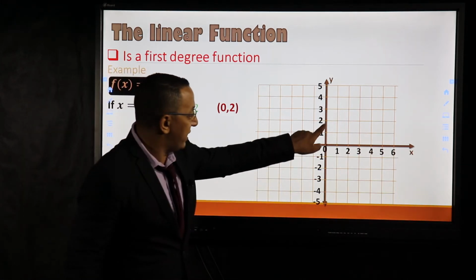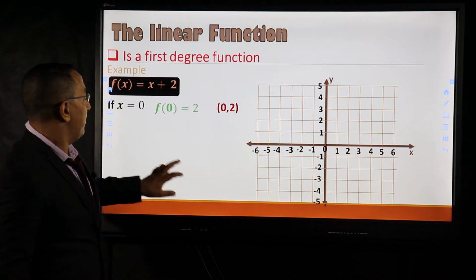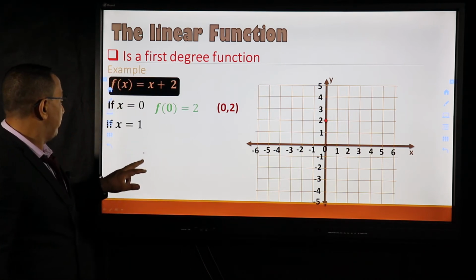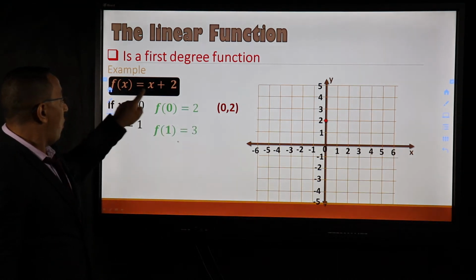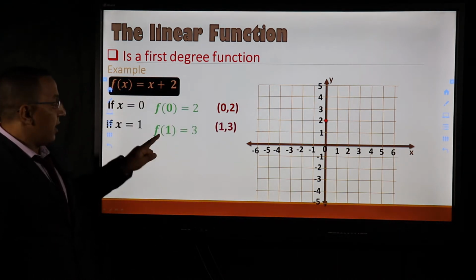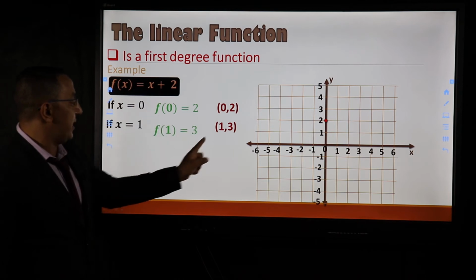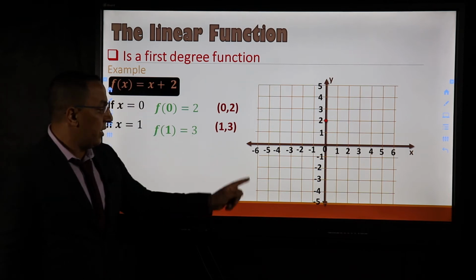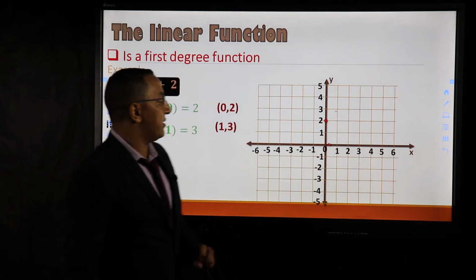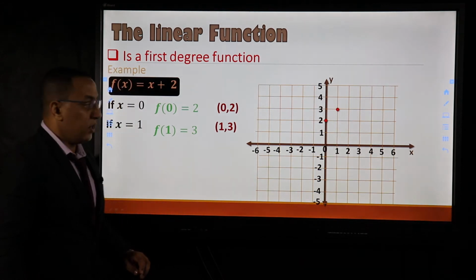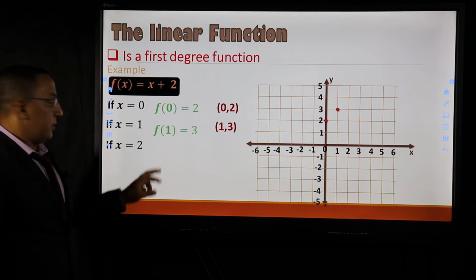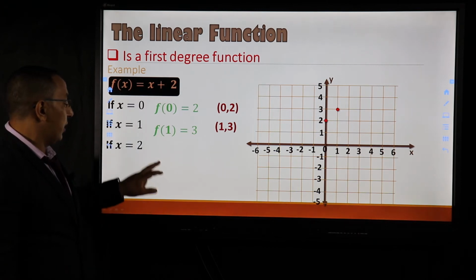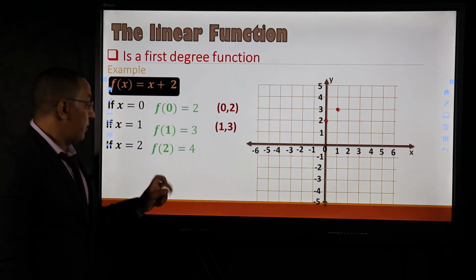There is a dot here. And if x equals 1, so f of 1 equals 1 plus 2 equals 3. This is (1, 3), so (1, 3) here in this position. And if x equals 2, so 2 plus 2 equals 4, so f of 2 equals 4.